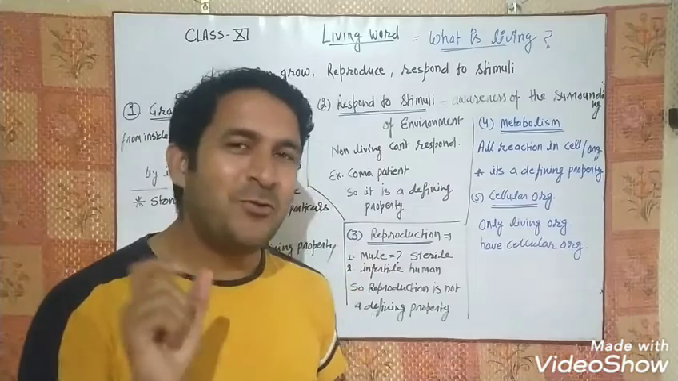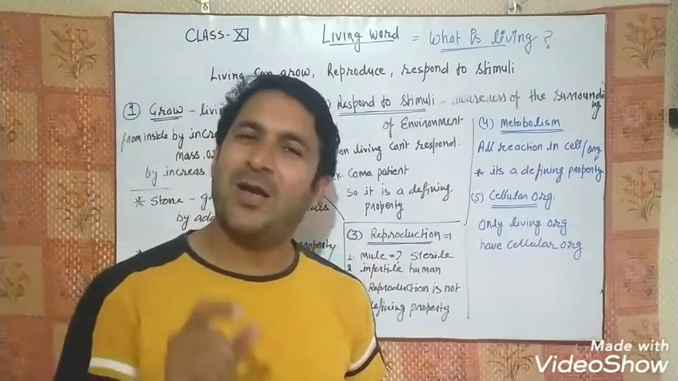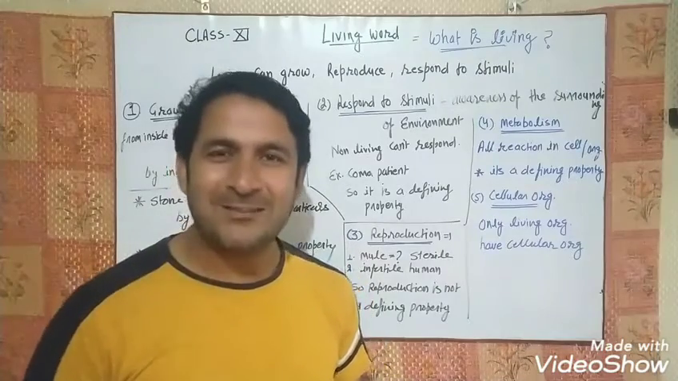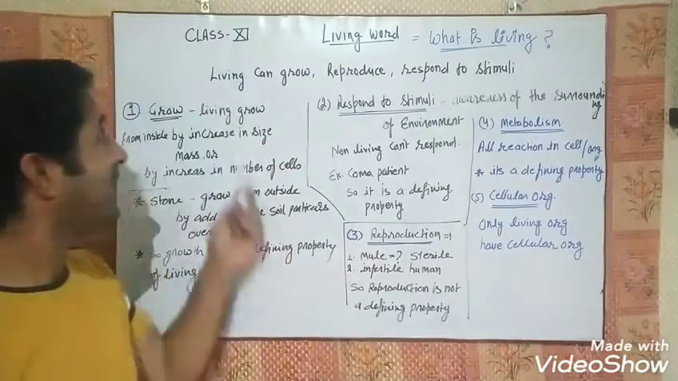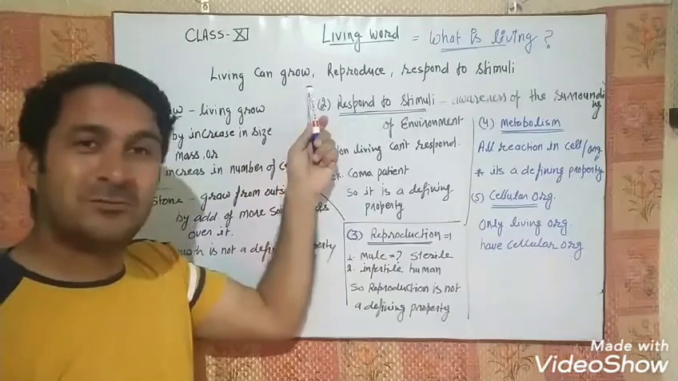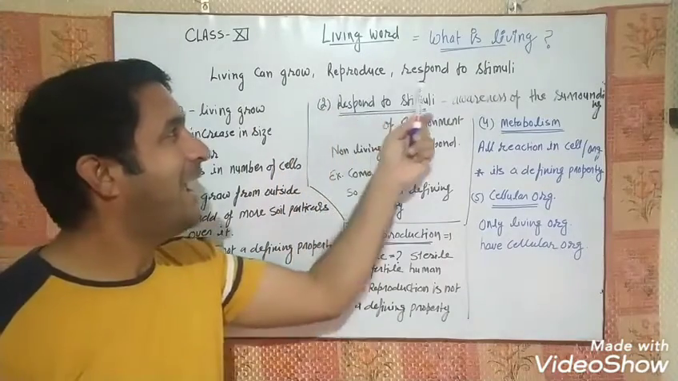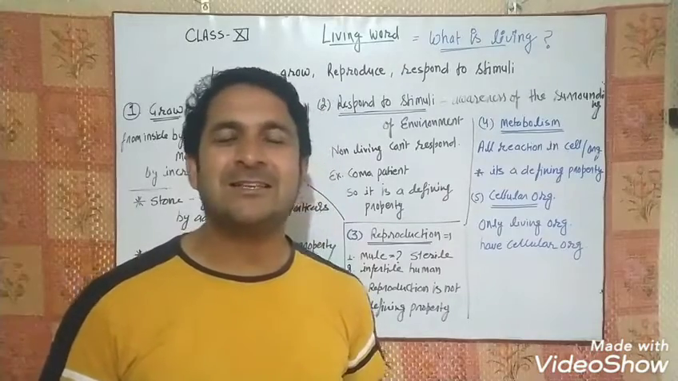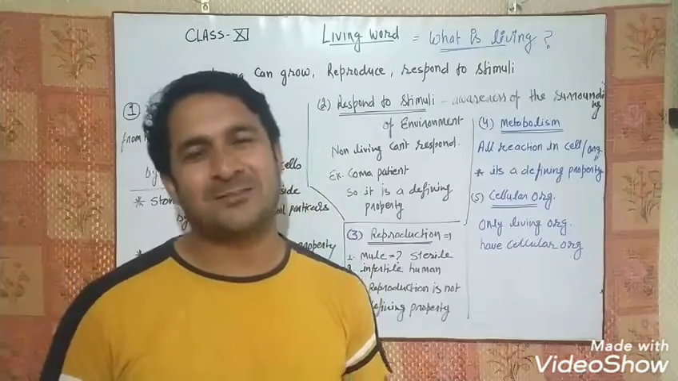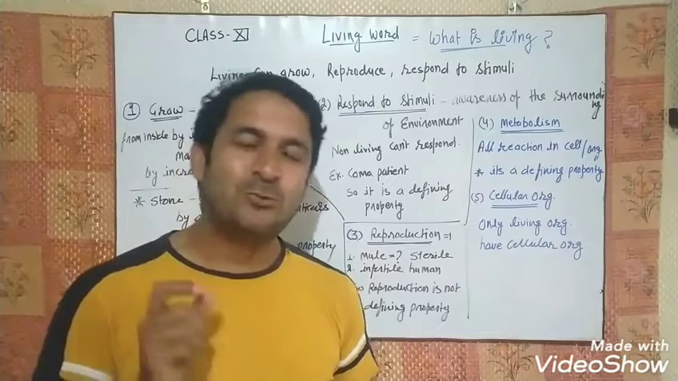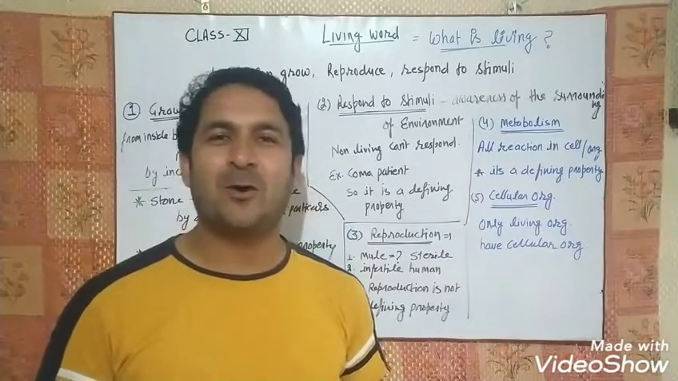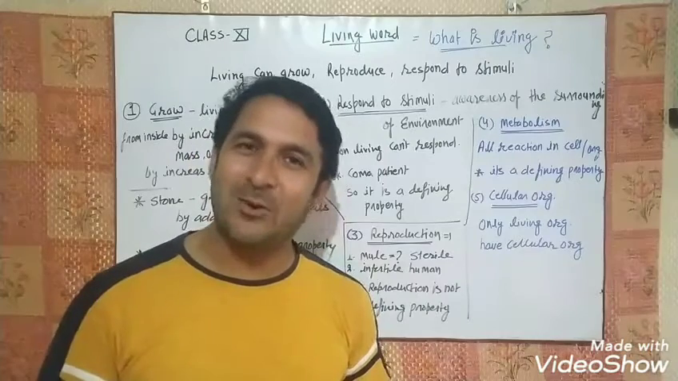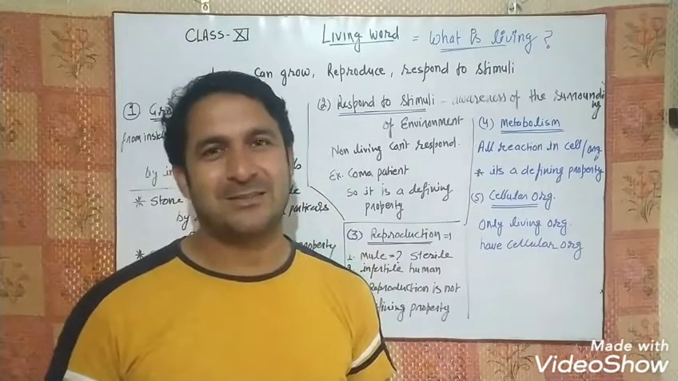If you see the definition that you have already discussed in your previous classes, what is the definition? That living things can grow, can reproduce, and can respond to the stimuli. We have seen this definition in the junior classes also, right? Today we will discuss deeply whether these are exclusive properties of living organisms or not, right?